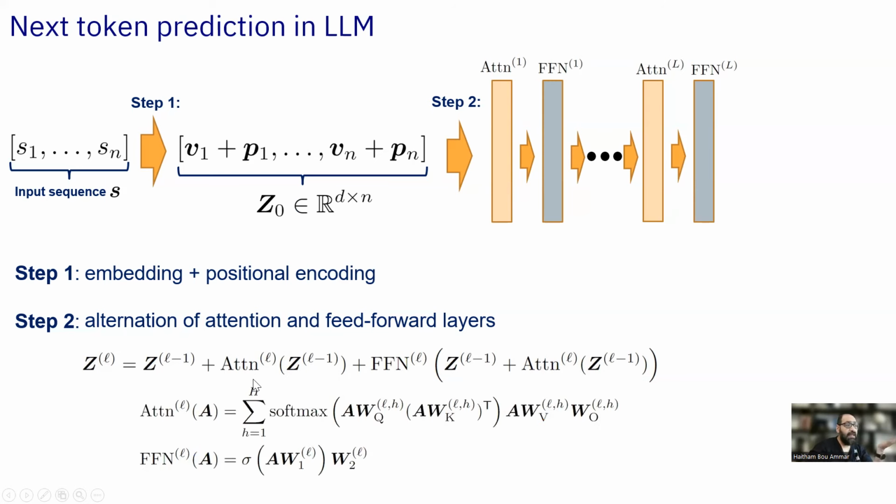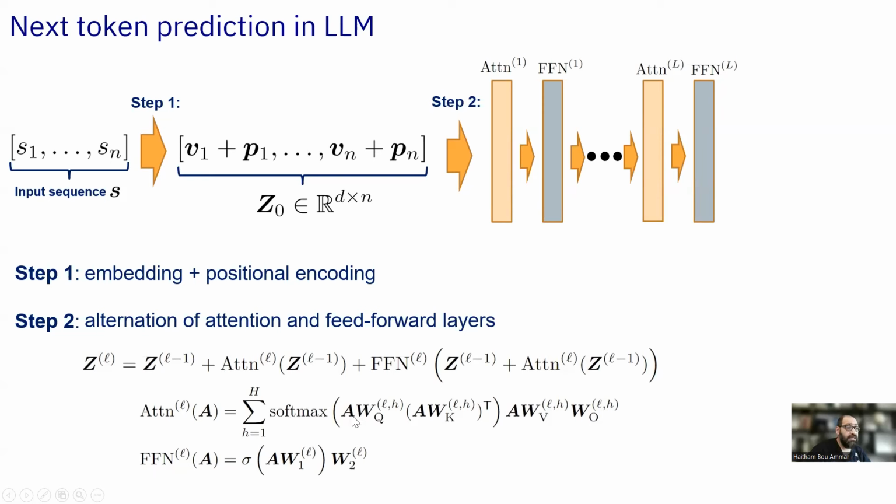Now, what are those attention and FFN layers doing? Now that we know how we work with matrices, we can define nicely this attention layer and feed-forward layer. In terms of the attention layer L, imagine you have a matrix A that passes through this operation, which we're calling attention at layer L. What we are going to do is sum over h equals 1 to H. We call this the number of heads, right? So we're going to sum over the number of heads. And then we're going to do a softmax operation. I will explain what that is.